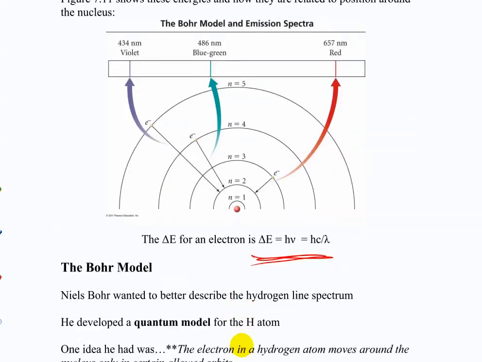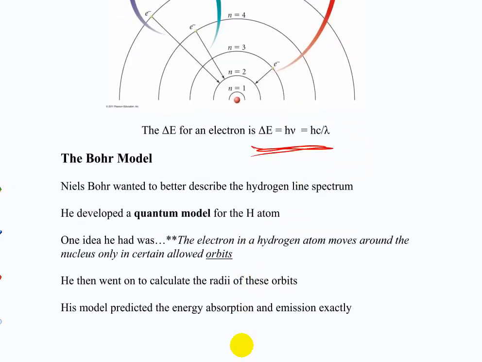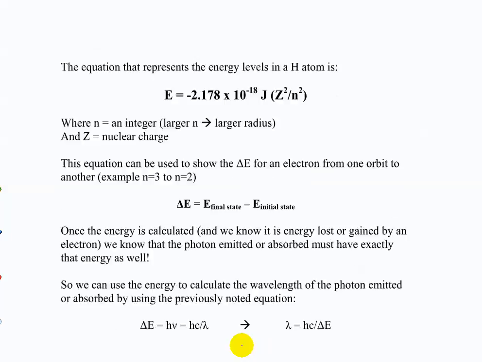And by the way, this isn't entirely true. Now we know that it's a little bit more complicated than this. But it worked well at the time, and it certainly worked better than what was before. And this was the first quantum model of an atom.